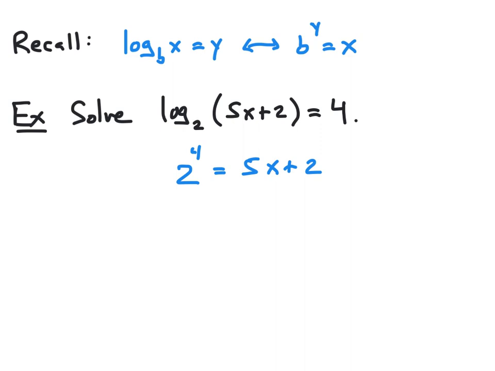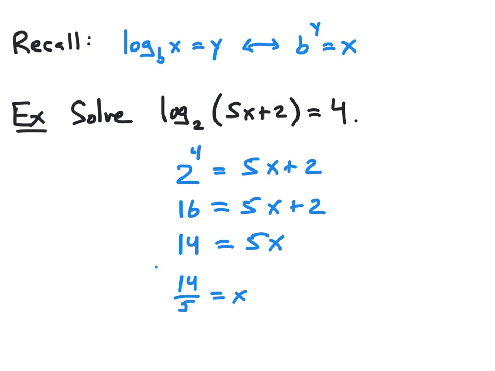So we have the equation 2 to the 4th equals 5x plus 2. And we can easily solve this. This is just a linear equation. 2 to the 4th, of course, is 16. And so to find x, we can simply subtract 2 to get 14 equals 5x, and then divide by 5. And we see that x is 14/5.